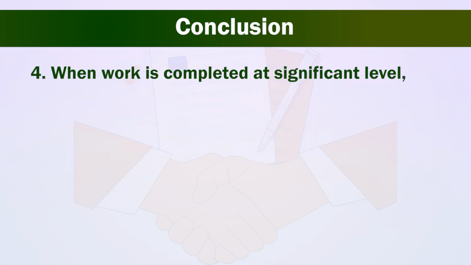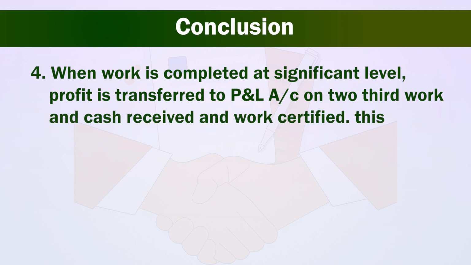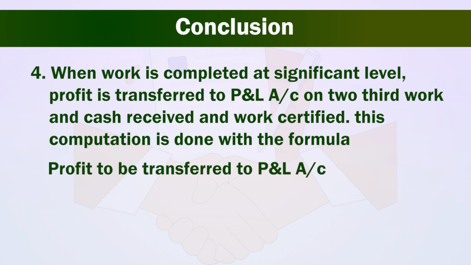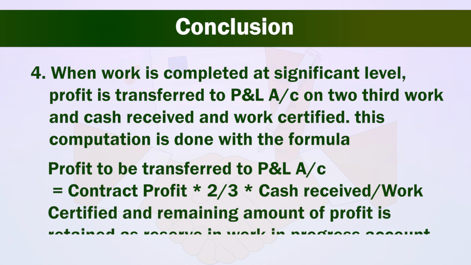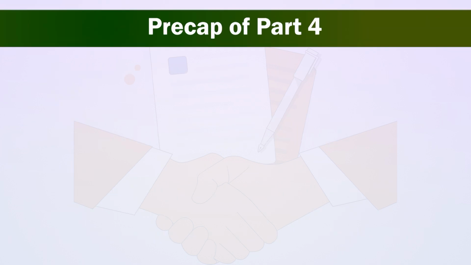Fourth, when work is completed at significant level, profit is transferred to profit and loss account on 2/3 work and cash received and work certified. This computation is done with the formula. The formula is profit to be transferred to profit and loss account is equal to contract price into 2/3 into cash received divided by work certified, and remaining amount of profit is retained as reserve in work in progress account.